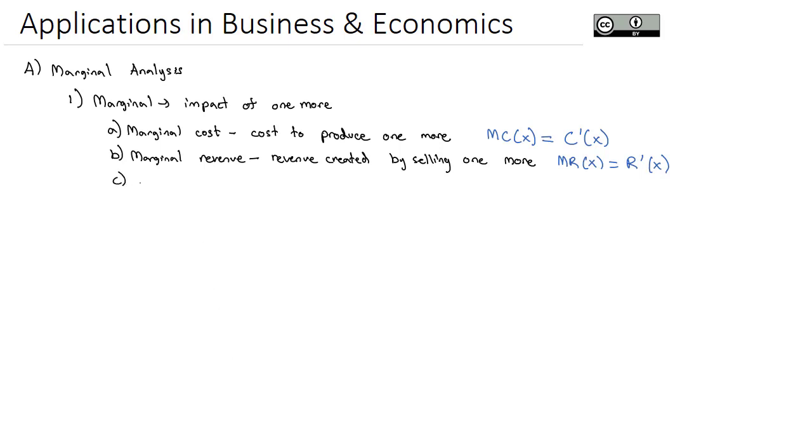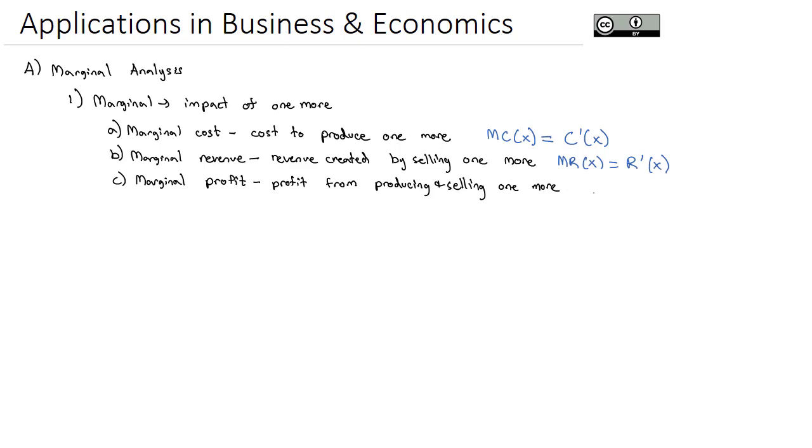Finally, the last one is the marginal profit. And that is the profit from producing and selling one more. Or how fast is the profit changing at that point?